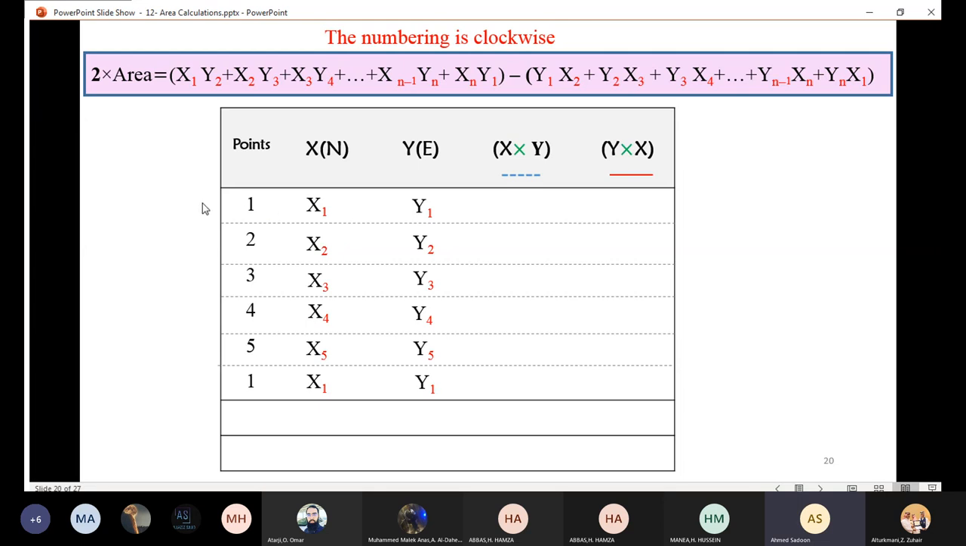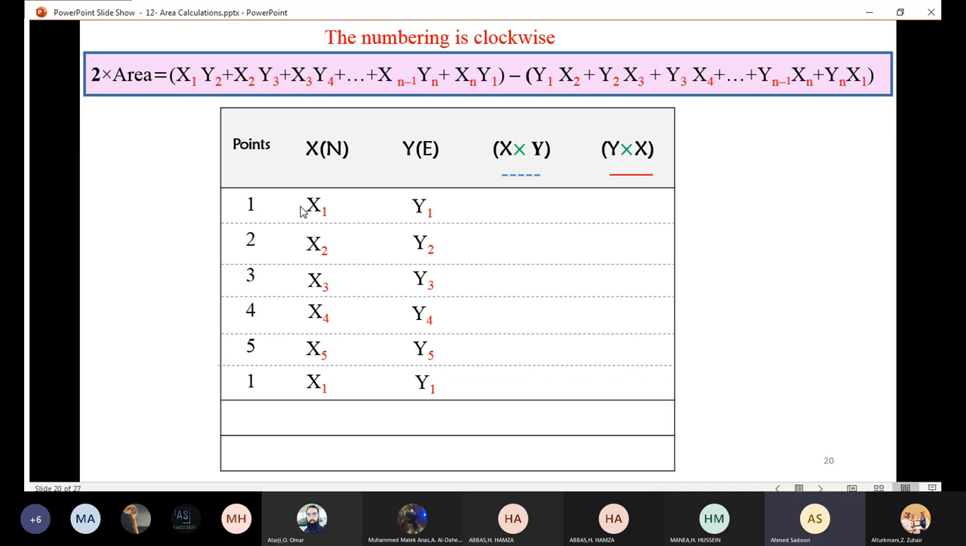Then I'm going to put the first coordinate here. Assume that you need to determine the area for a traverse of five coordinates. Then in the second row, I'm going to put the first coordinate, second coordinate, third coordinate, fourth coordinate, fifth coordinate. Then I'm going to put the first coordinate again. Remember this, I'm going to put all the coordinates plus the first coordinate again. So I'm going to start with the first coordinate and finish also with the first coordinate. So the first coordinate is going to be repeated.